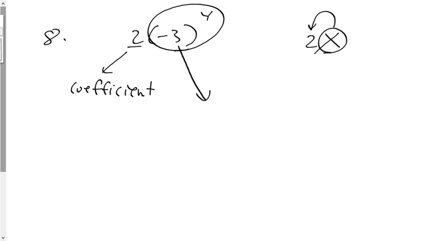The negative 3 in terms of a power is called the base, and the 4 is called the exponent. And I'm too lazy to write the whole thing out, so I'll just put exponent.